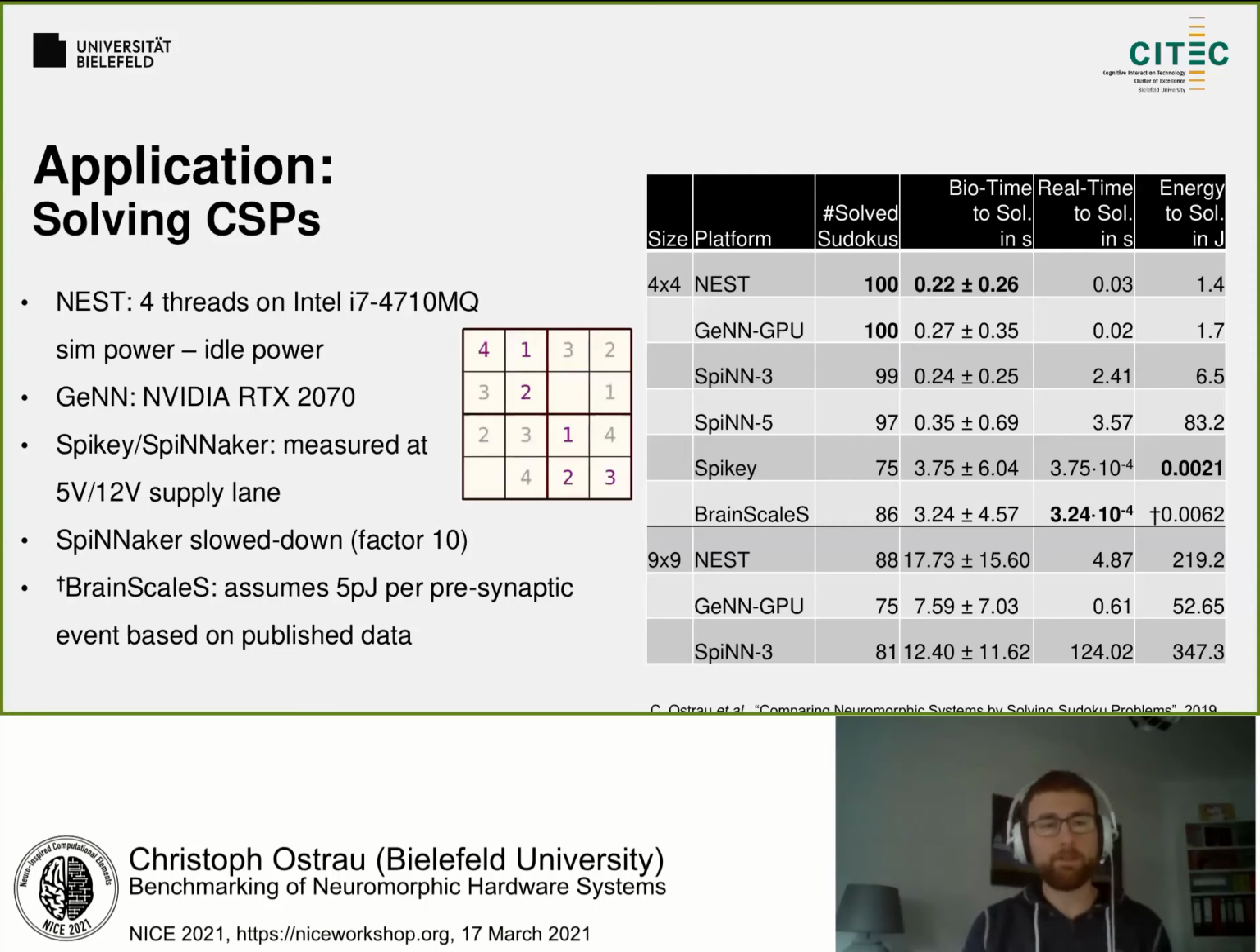And such an application would be solving constraint satisfaction problems. Here we take the Sudoku puzzles as a representative of this class of problems. And as I already indicated, you see that on analog platforms, the accuracy is actually a bit reduced compared to a digital simulation. However, you also see that the energy to solution is orders of magnitude better than in a simulation environment.